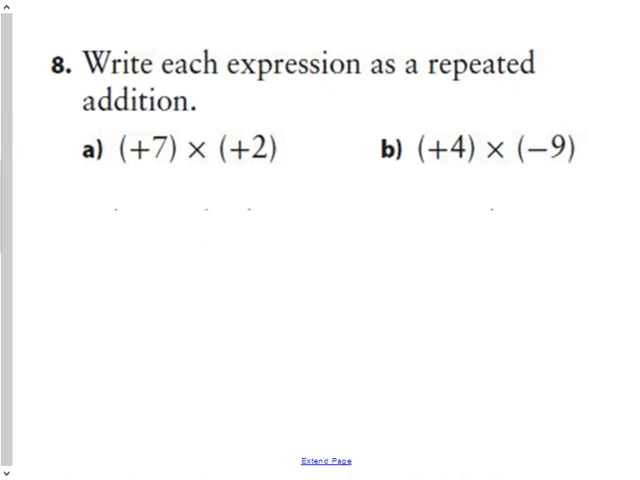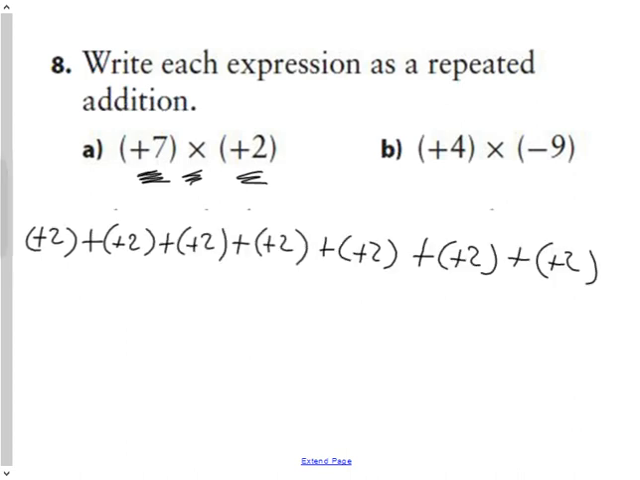Question 8, write this expression as repeated addition. So I have adding 7 groups of +2. So there's one group of +2. There's 2 groups of +2. So that's what adding 7 groups of +2 would look like. And when we think about that, that's going to be an answer of +14.